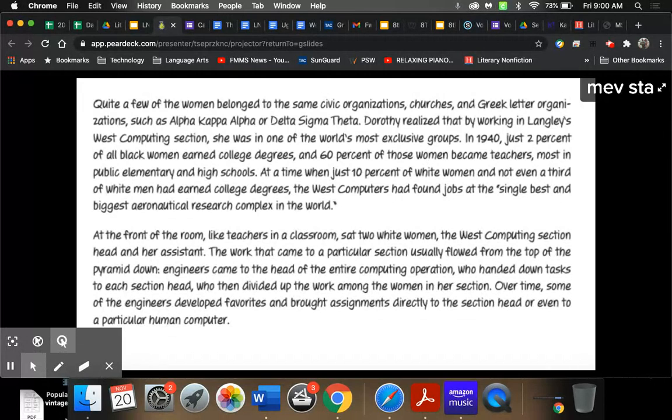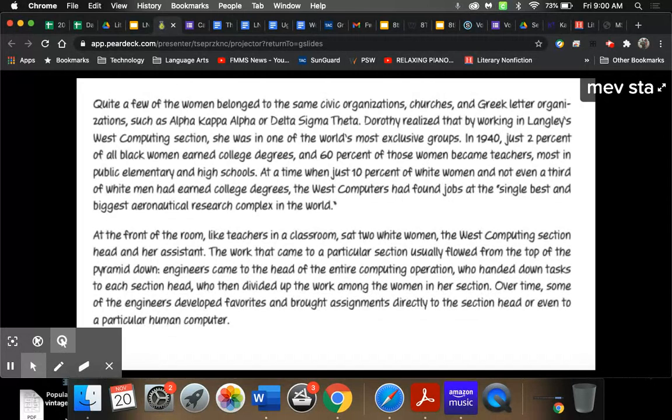Dorothy realized that by working in Langley's West Computing section, she was one of the world's most exclusive groups. In 1940, just 2% of all black women earned college degrees, and 60% of those women became teachers, most in public elementary and high schools. At a time when just 10% of white women and not even a third of white men had earned college degrees, the West computers had found jobs at the single best and biggest aeronautical research complex in the world. Those are probably some important facts to write down about how things were during that time.